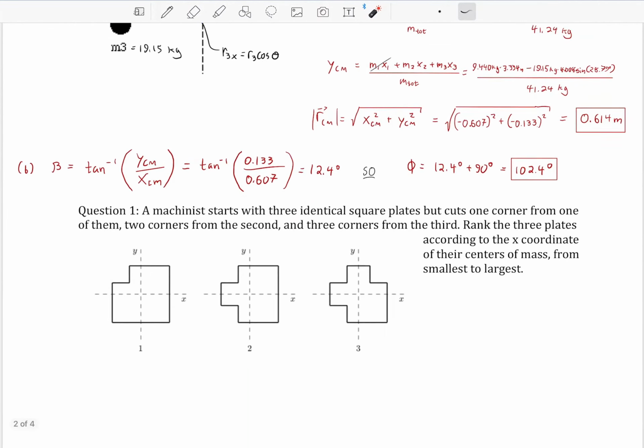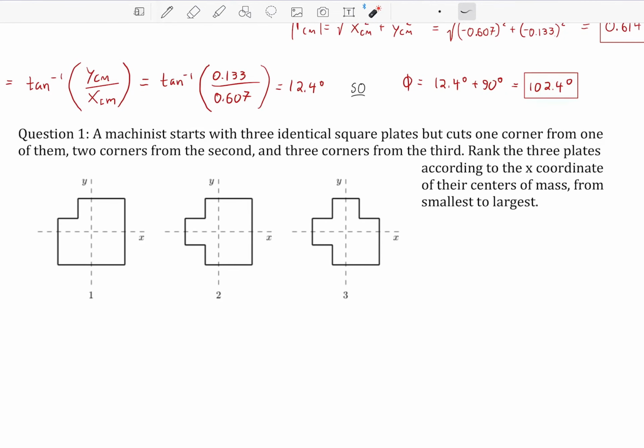Okay? So let's do a quick concept question here. A machinist starts with 3 identical square plates, but cuts 1 corner from each of them. 2 corners, or 1 corner from the first one, 2 corners from the second, and 3 corners from the third. All right, so it's not 1 quarter from each, although I guess it would be, but then you add some more to the other ones. So anyway, you can see in the picture clearly, we cut 1 corner from the first, 2 corners from the second, and a total of 3 corners from the third. And rank the 3 plates according to the x coordinates of their center of mass from smallest to largest.